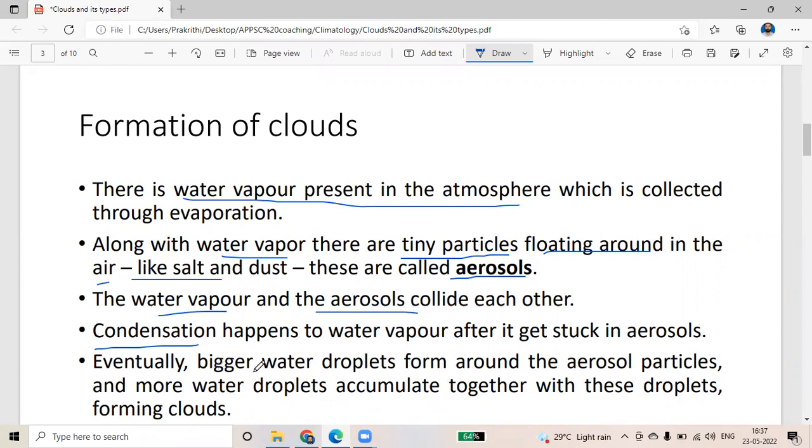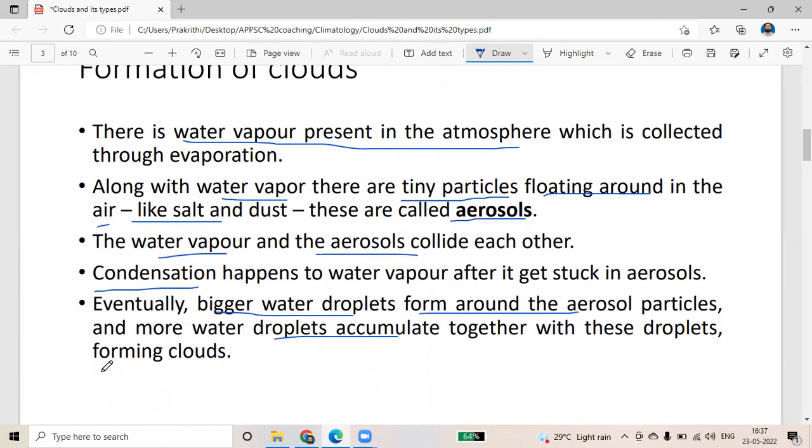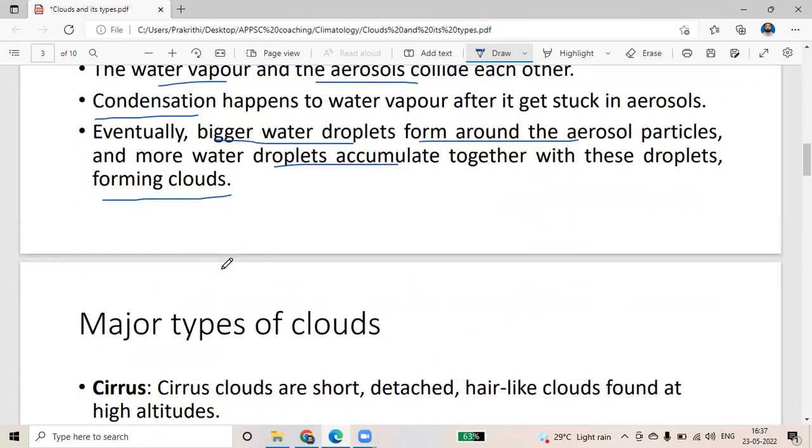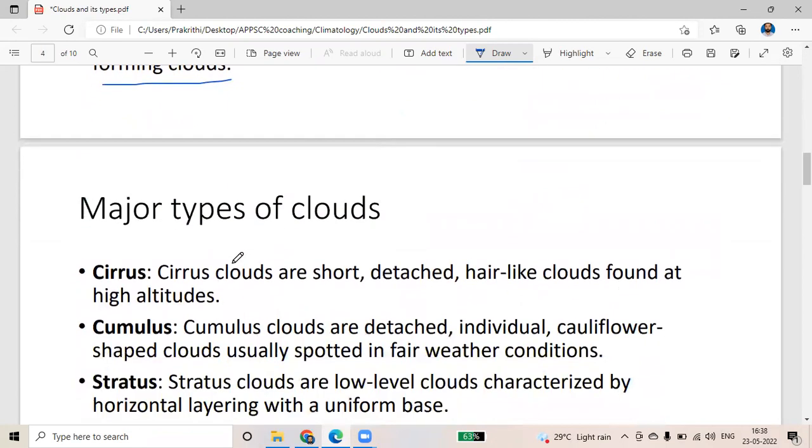These bigger water droplets form around the aerosol particles. तो एक के ऊपर दूसरा accumulate होकर there will be formation of clouds. Clouds are forming like that. जो भी cloud, whatever the clouds you are seeing, whether it is in black color, whether it is white color, whether it is transparent, whether it is in gray color, all are these water droplets or the ice crystals that is being accumulated. That is called clouds.